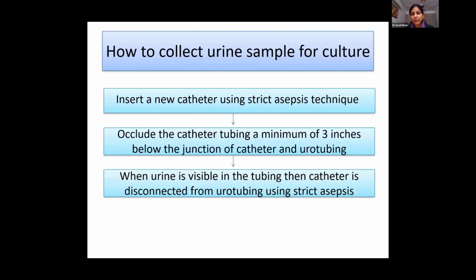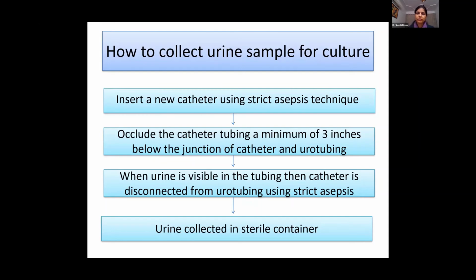How to collect the urine sample for culture is very important. Once the patient presents with symptoms of UTI, firstly remove the indwelling catheter. Then insert a new catheter using strict aseptic technique. Occlude the catheter tubing a minimum of 3 inches below the junction of the catheter and the urotubing. Then disconnect the catheter from the urotubing under aseptic technique, and urine should be collected in a sterile container.